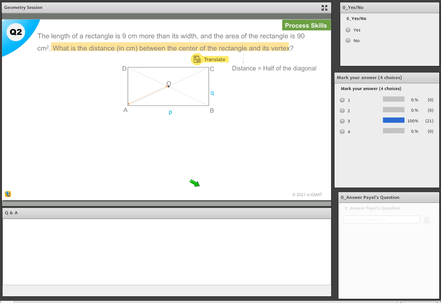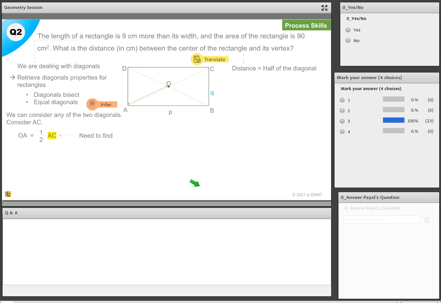Now let's move further. What we need to figure out is the distance, and that is going to be half of the diagonal. We know that this is a rectangle. Now, what do we know about diagonals in a rectangle? That diagonals bisect each other, and these diagonals are equal. So technically, we can take either of these two diagonals and get to our answer.